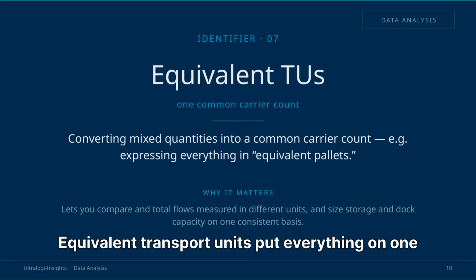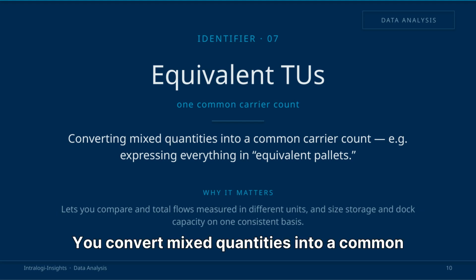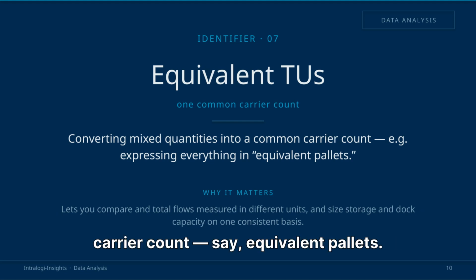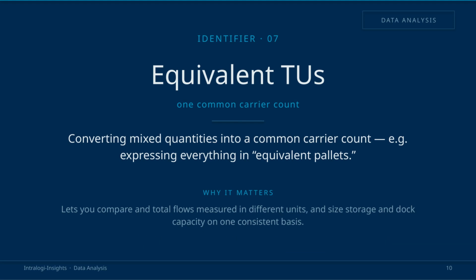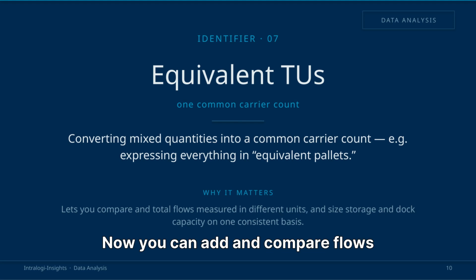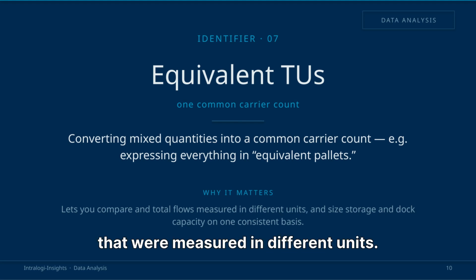Equivalent transport units put everything on one footing. You convert mixed quantities into a common carrier count, say, equivalent pallets. 48 cases at 24 to a pallet is 2 equivalent pallets. Now you can add and compare flows that were measured in different units.